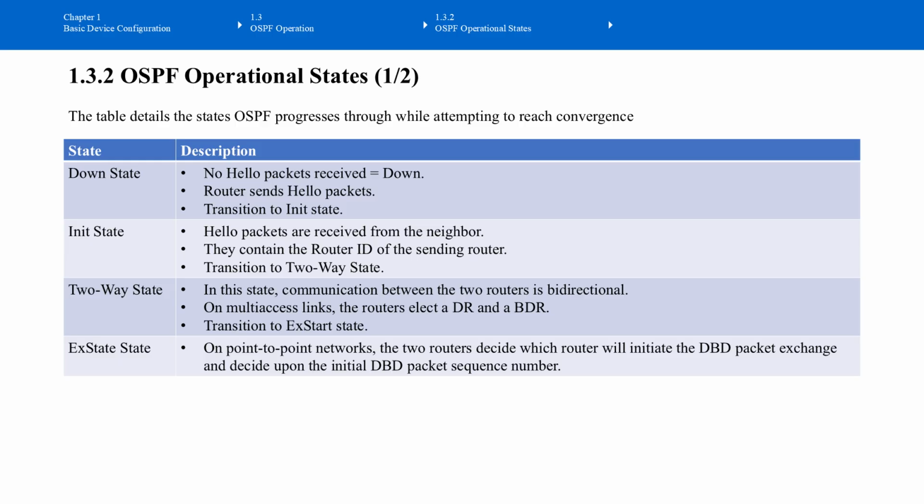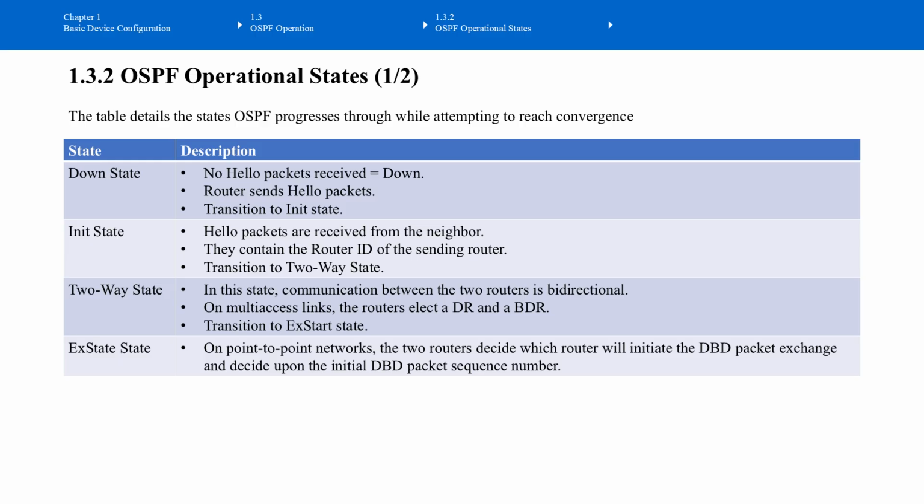And then the second one is the init state. The init state means the router has received a hello packet from a neighbor. However, communication is still one way. The received hello packet contains the neighbor's router ID and the OSPF parameters. At this point, the receiving router has heard the neighbor, but the neighbor has not yet confirmed hearing back. When the router sees its own router ID listed inside of the neighbor's hello packet, communication becomes bidirectional. The state changes to two-way.